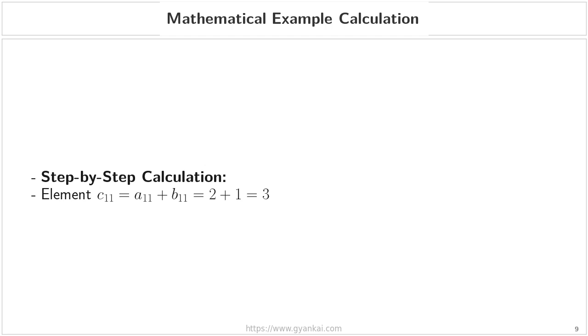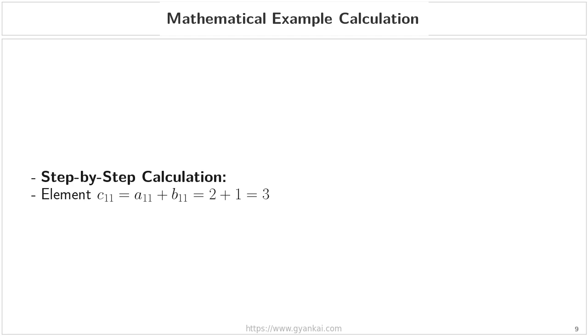Mathematical example calculation. Now that we have established our two matrices from the previous slide, let us walk through the step-by-step calculation to find their sum. Remember, we are adding the corresponding elements from each matrix to build our new result matrix, which we will call matrix C. First, let us find the element in the first row and first column, denoted as C11.